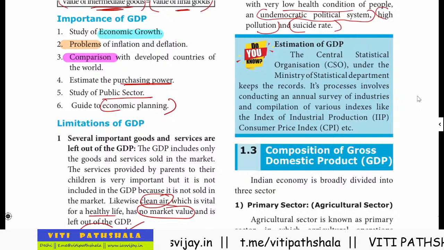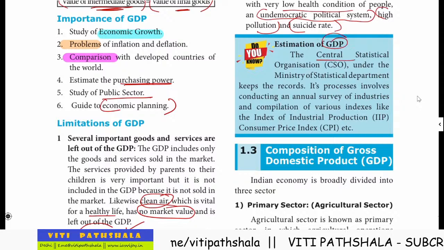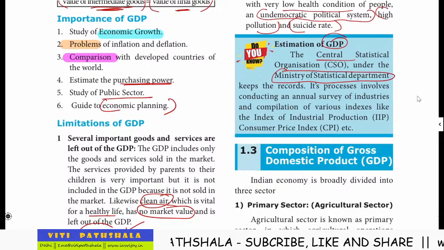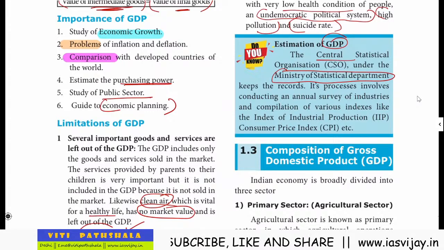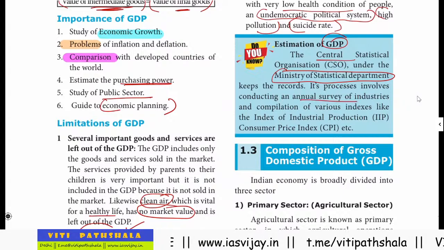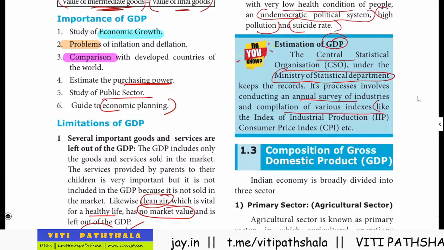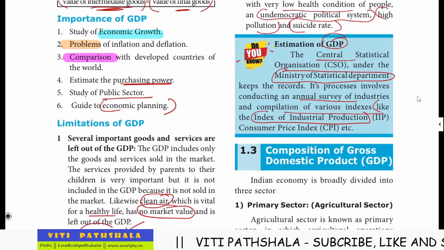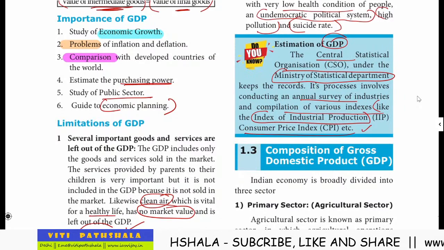Now, for the estimation of GDP, the CSO under the Ministry of Statistics keeps the record. Its process involves conducting the annual survey of industries and the compilation of various indexes like the Index of Industrial Production (IIP), the consumer price index, etc.